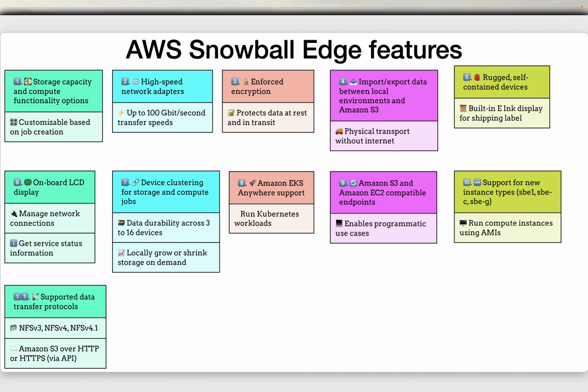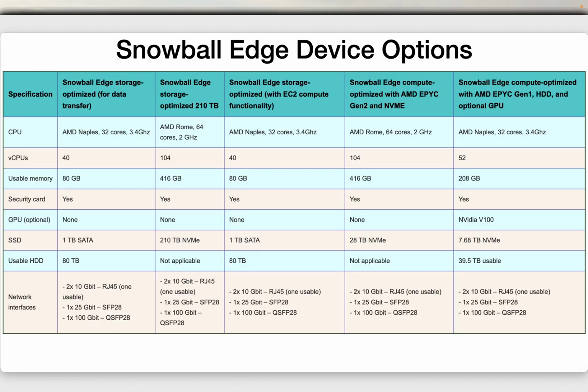And Snowball Edge supports these data transfer protocols for data migration: NFS v3, NFS v4, NFS v4.1, and Amazon S3 over HTTP or HTTPS via API compatible with AWS CLI version 1.16.14 and earlier. Okay, now this is a quick table. If you want to pause, you can take a look.